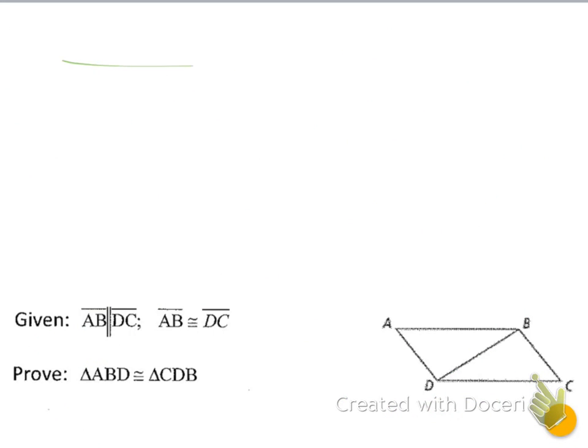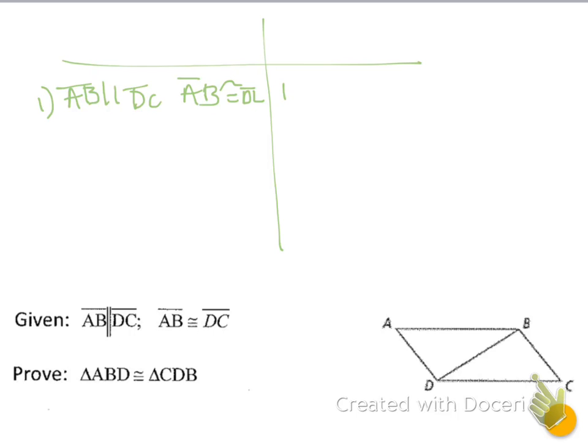Okay, proof. So I always start with my given, so we're going to go ahead and write that in there. AB is congruent to DC. Reasoning, given. Okay, so AB is parallel to DC. So let's show that. Let's do my little, those are the ugliest arrows. So AB and DC are parallel. AB is also congruent to DC.